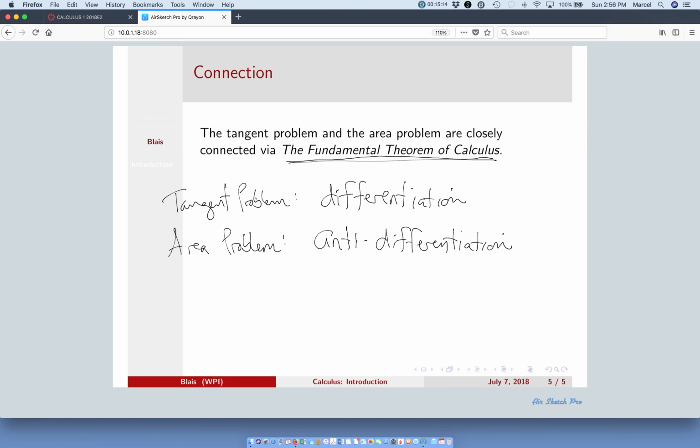And you could say this is the main reason why these are the two driving problems of calculus, is because of this relationship, the idea of a derivative and an antiderivative. And they have this link between the tangent problem and the area problem.